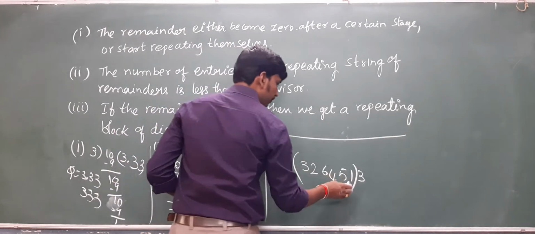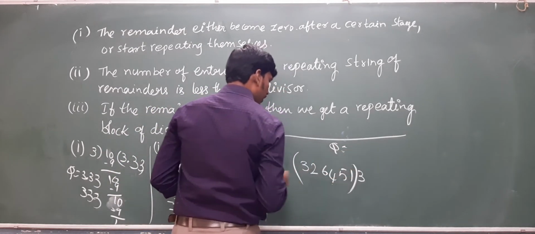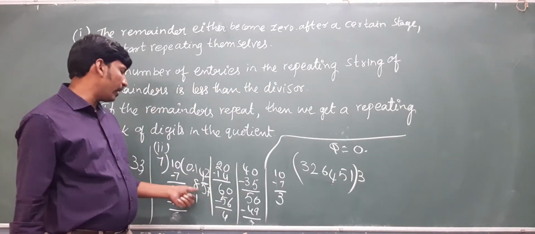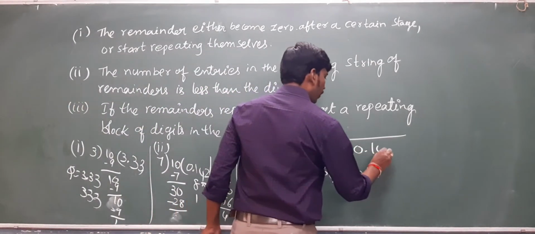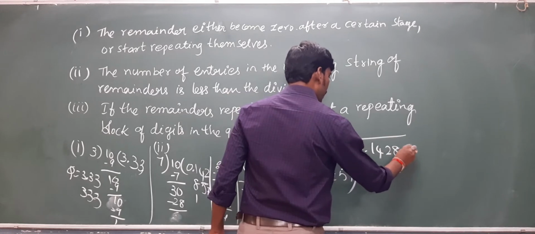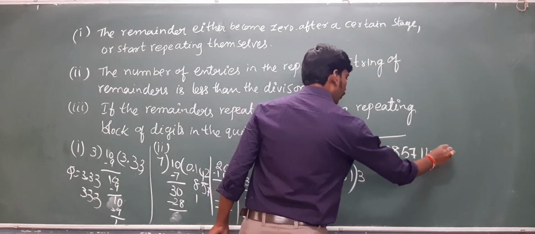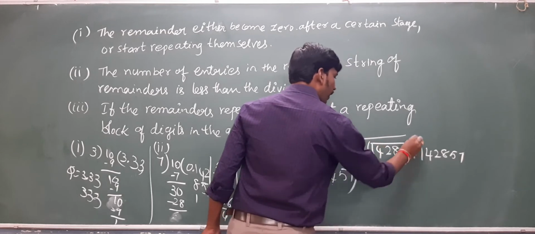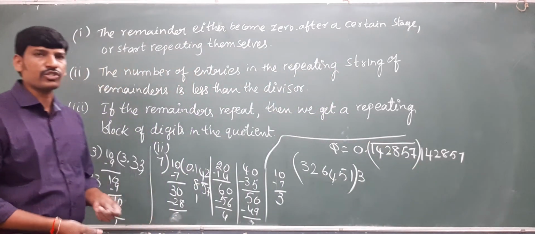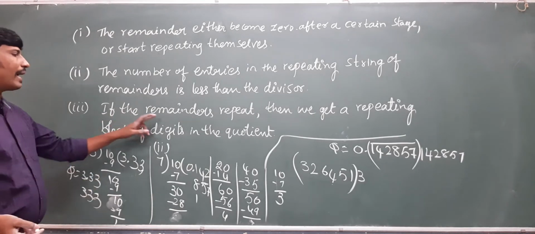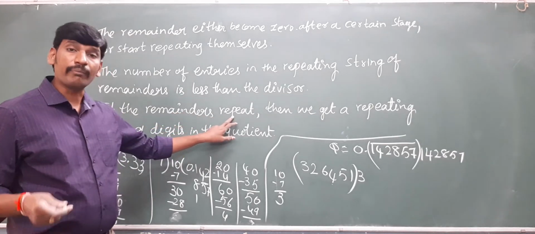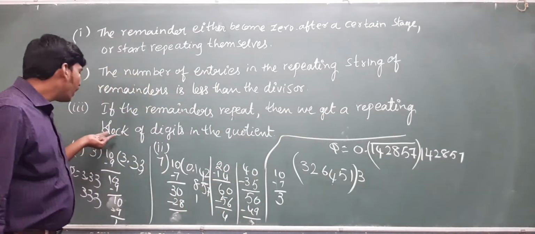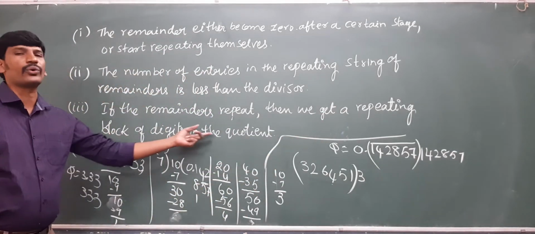Now coming to this case, the quotient will become, see this here. I am going to write here, quotient is equal to 0.142857, again 142857. Clear? So this value is repeated again. Now see this here. If the remainders repeat, then we get a repeating block of digits in the quotient.